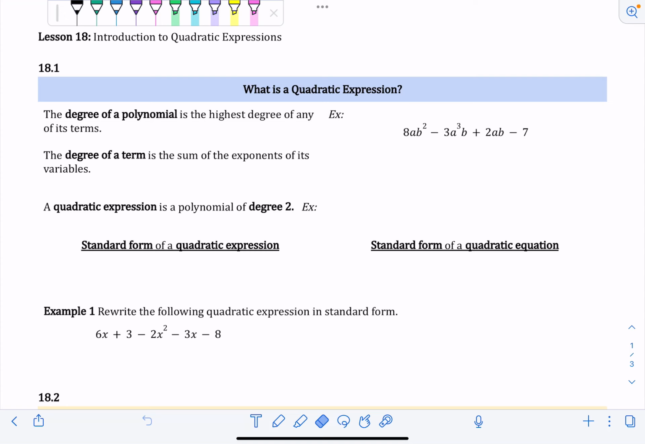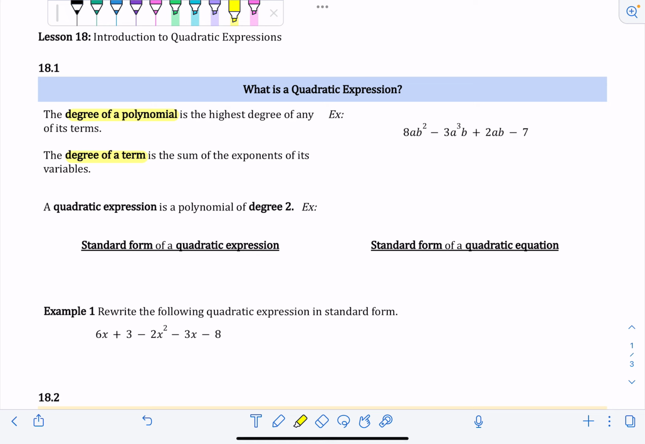Lesson 18 is Introduction to Quadratic Expression. So 18.1, we're just going to go into what a quadratic expression and equation is. Before we can get into what a quadratic is, we first have to learn about the degree of a polynomial. In the upper left corner, the degree of a polynomial is the highest degree of any of its terms. And the degree of an individual term is the sum of the exponents of its variables.